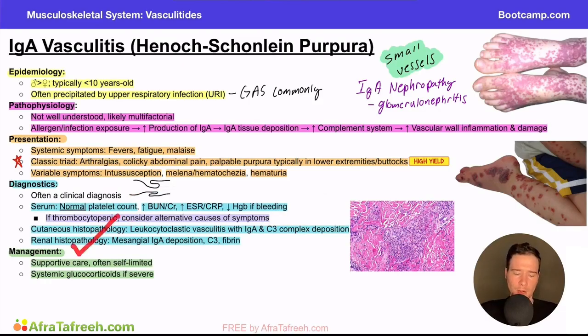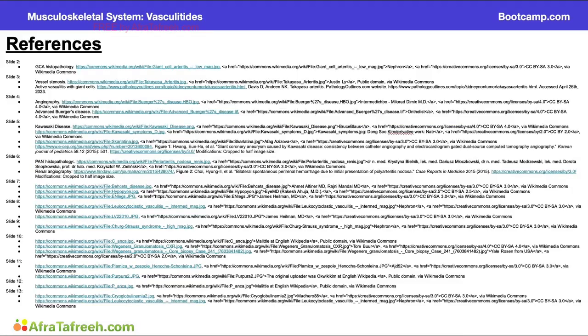Management here for a mild case is going to be supportive care, as this is often self-limited. If more severe things are present for the patient, it might require glucocorticoids and even hospitalization.